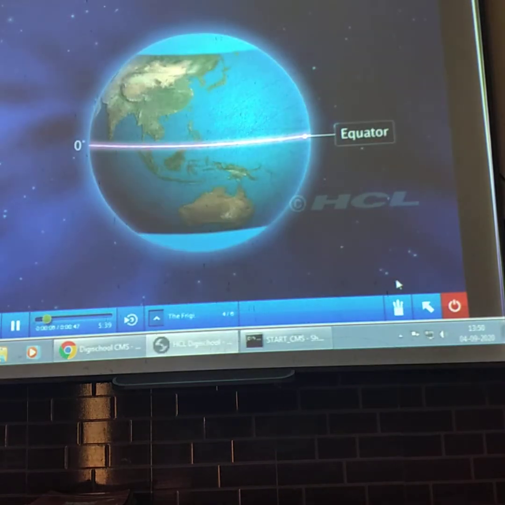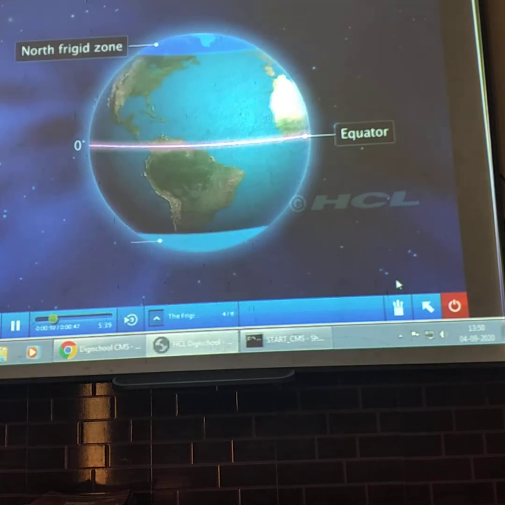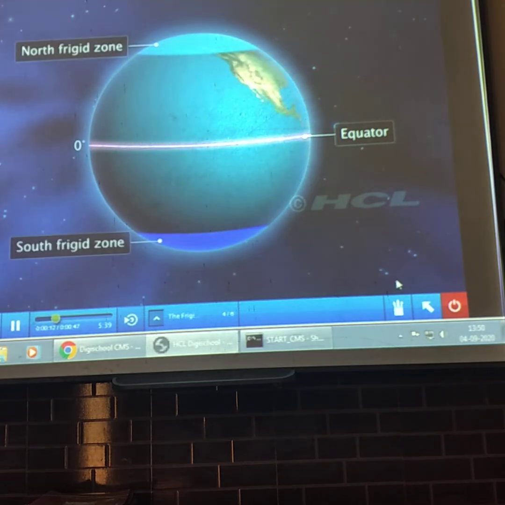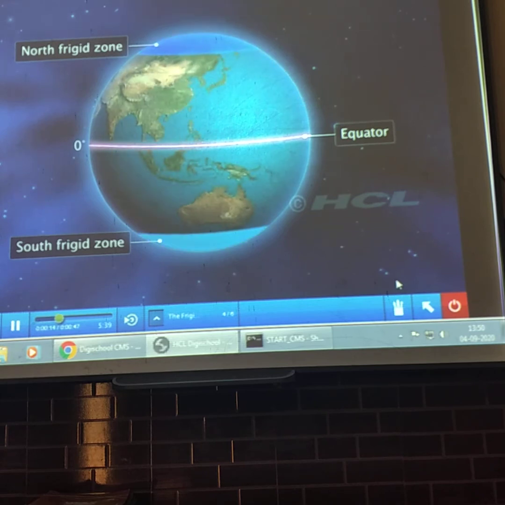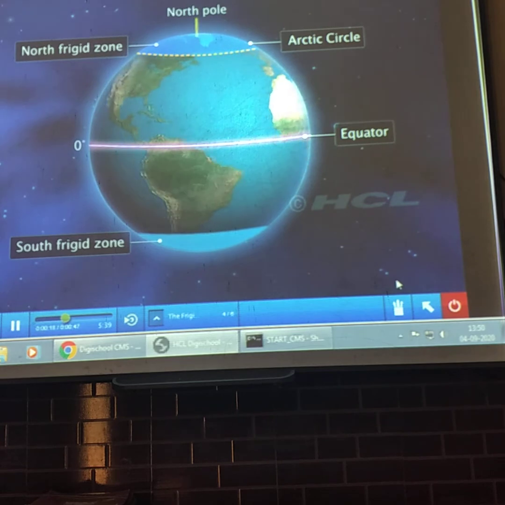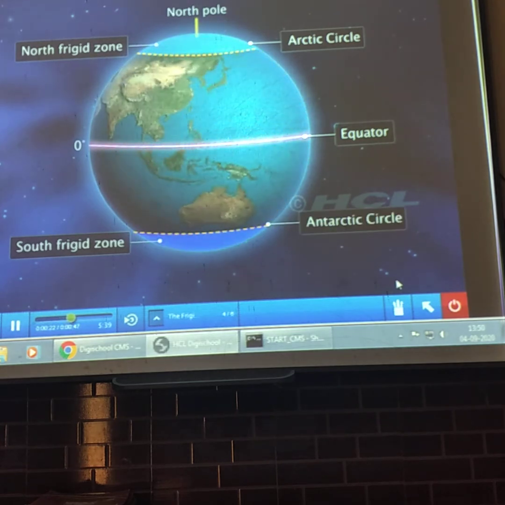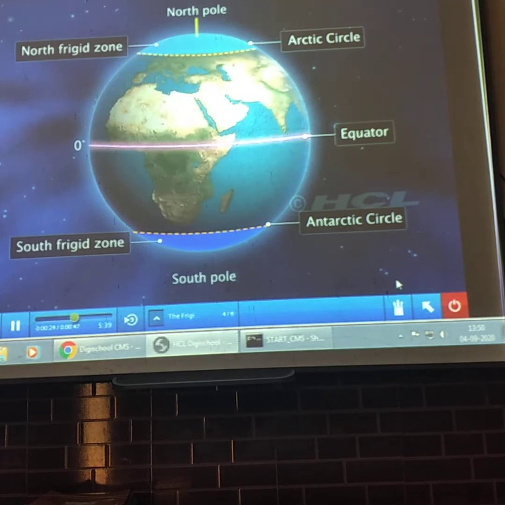The frigid zone is divided into two parts, the north frigid zone and the south frigid zone. The north frigid zone lies between the Arctic Circle and the North Pole. The south frigid zone lies between the Antarctic Circle and the South Pole.